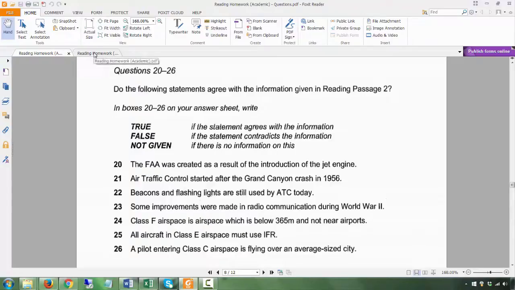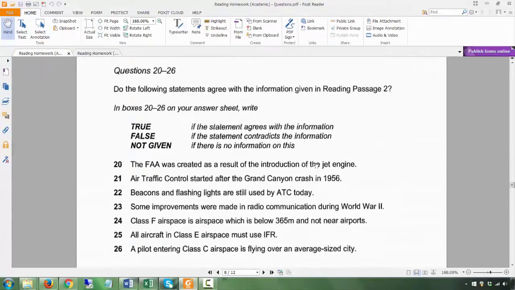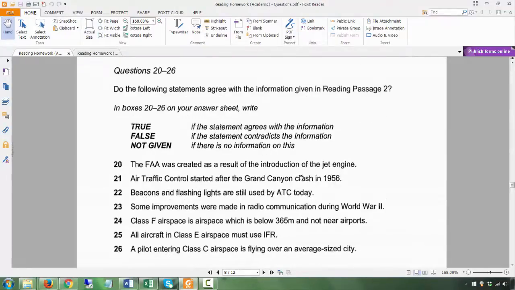All right, most likely it's not going to be two things. It's most likely going to be one thing. And if it's the accident that resulted in the creation of the FAA, then it's not possible that this is also true. Okay, so it's false. Air traffic control started after the Grand Canyon crash in 1956. Air traffic control, all right, existed well before. So if it existed before, it can't exist after, right? Okay. So this is the Grand Canyon crash.